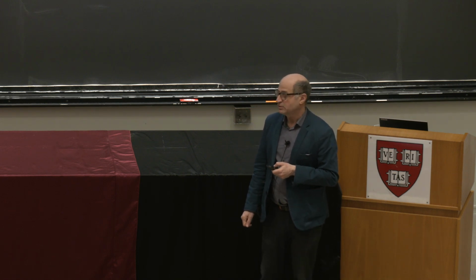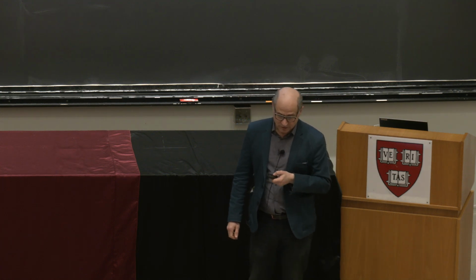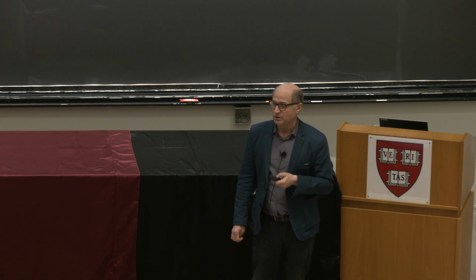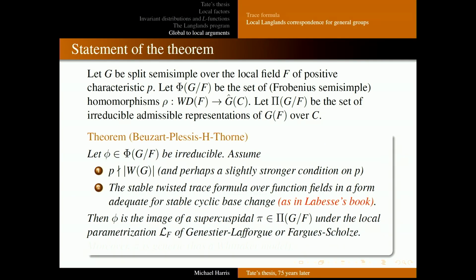So Labesse wrote a book in which he formalized stable cyclic base change using much less than what's known now. Then φ is the image of a supercuspidal representation under the local parameterization of Genestier-Lafforgue or Fargues-Scholze. Moreover, π is generic. It has a Whittaker model.